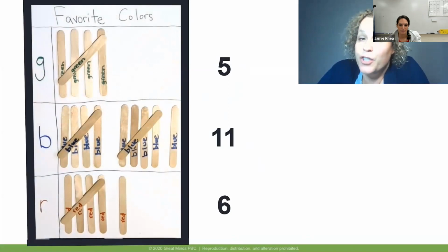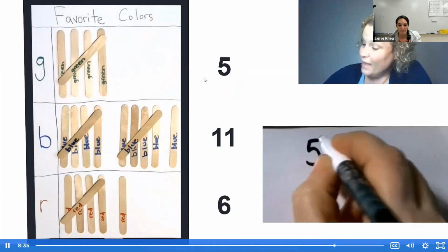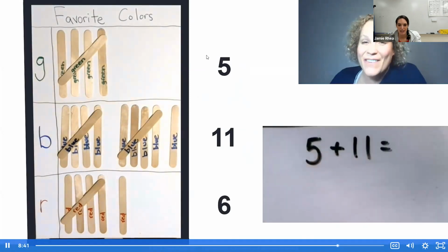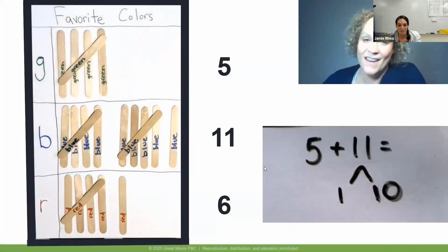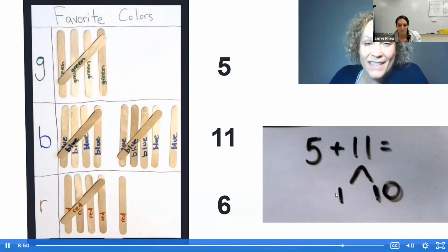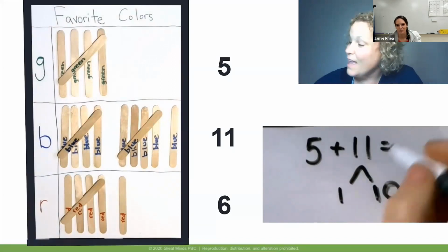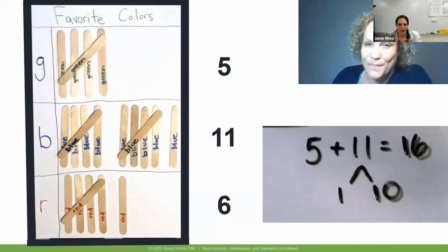Now, how many students chose either green or blue? What would I need to do to solve that? That means we would have to add the number of people who chose green with the number of people who chose blue. So if we add those 2 numbers together, 11 is made of 1 and 10. So we can add the 5 and the 1 to get 6. And we know our 10 plus facts. 10 plus 6 equals 16. That's our whole. That's how many students chose either green or blue.